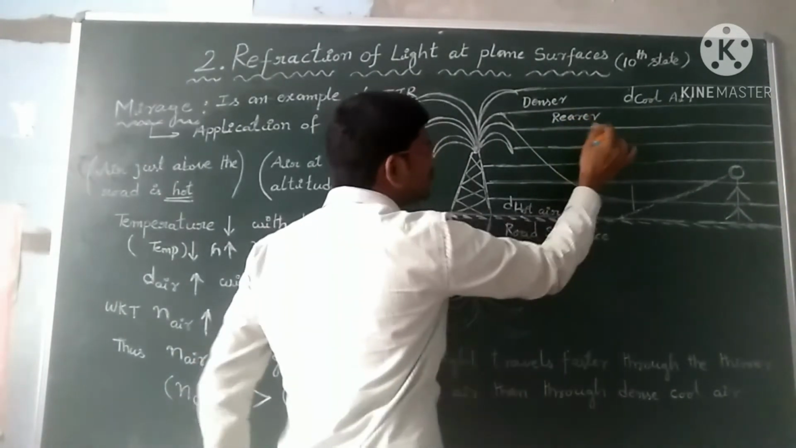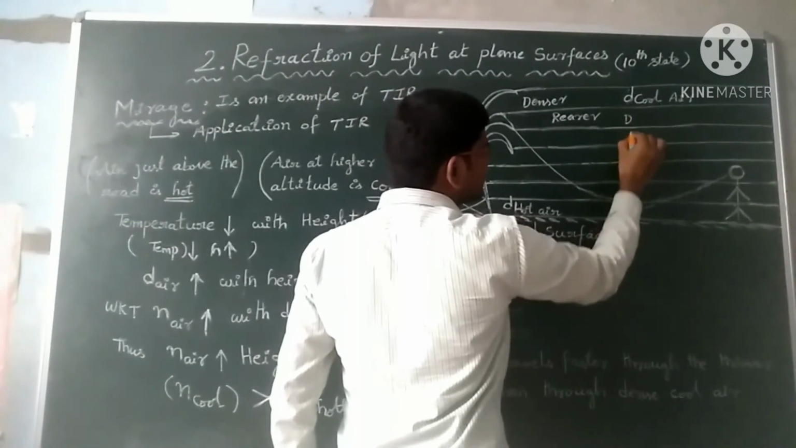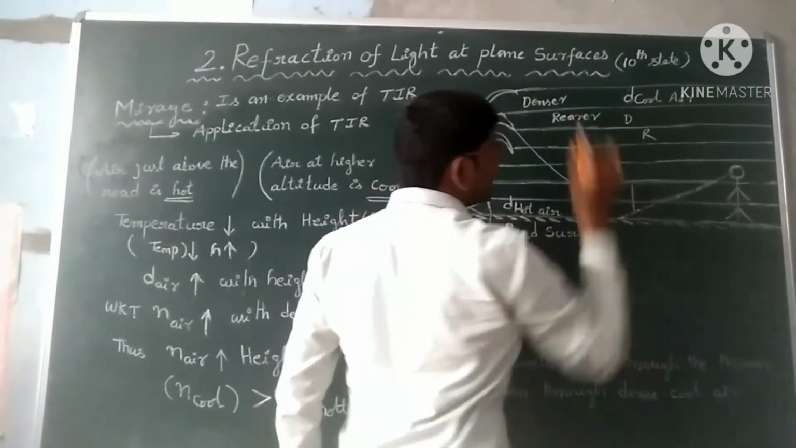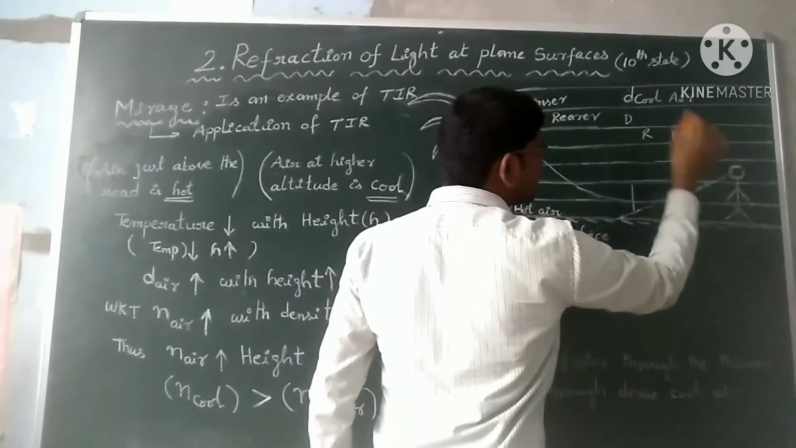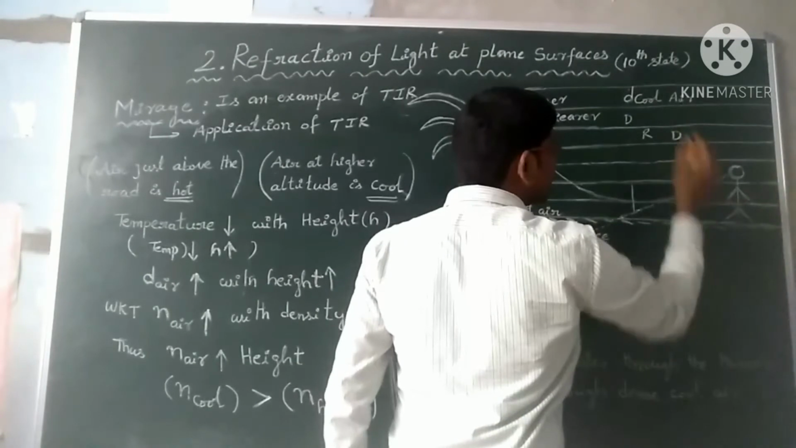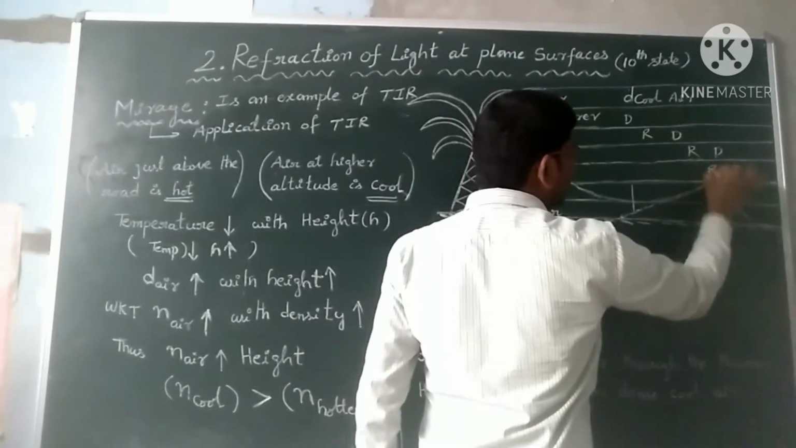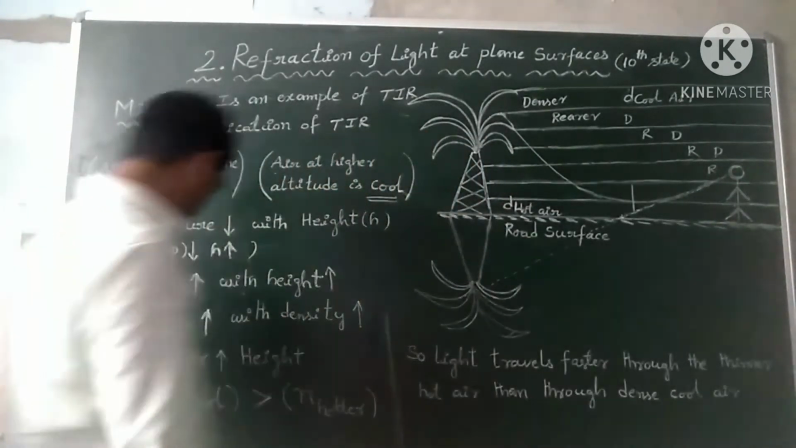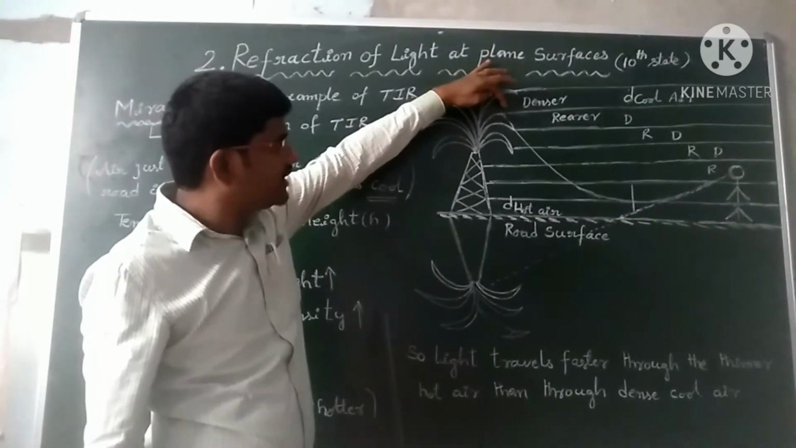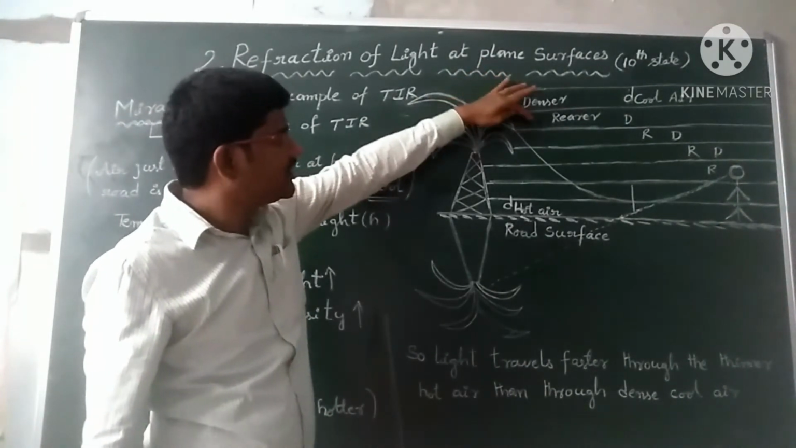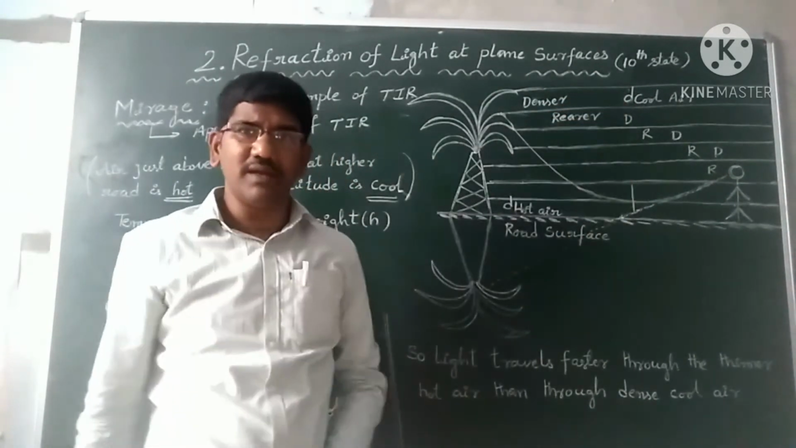If I consider these two layers, this layer is denser and this layer is rarer. And if I consider these two successive layers, again this is denser and the one below is rarer. So that's why we can say this is the more denser medium and this is the rarer medium. If you consider these two, this is the denser and this is the rarer. This is the thing happening.